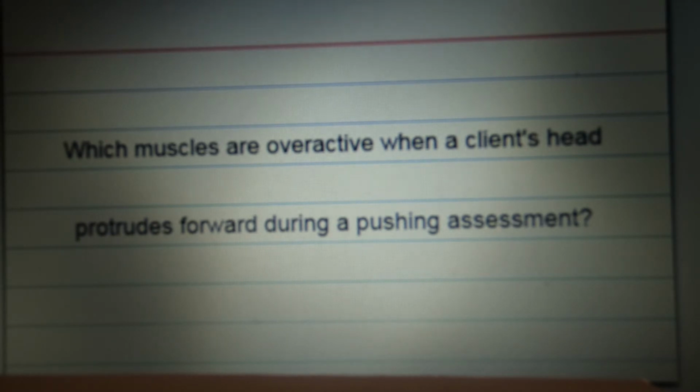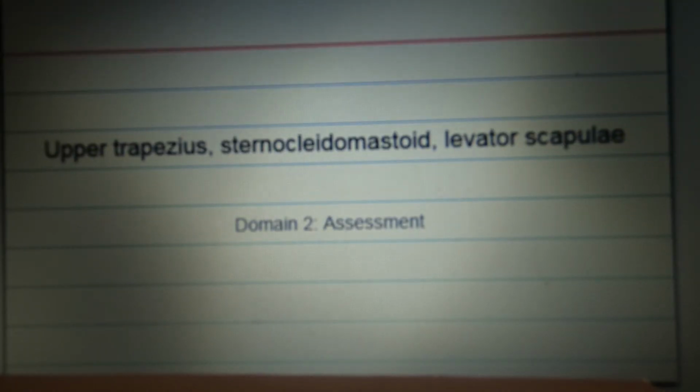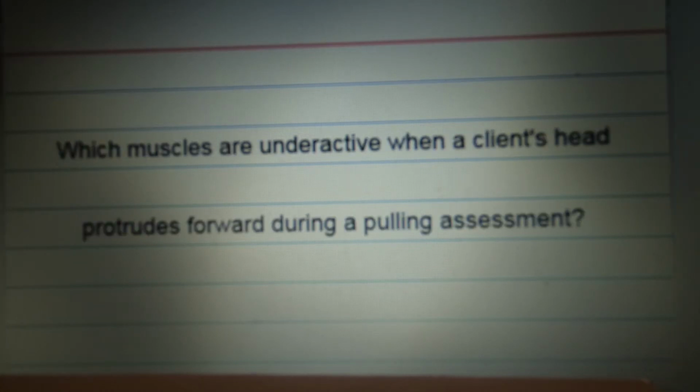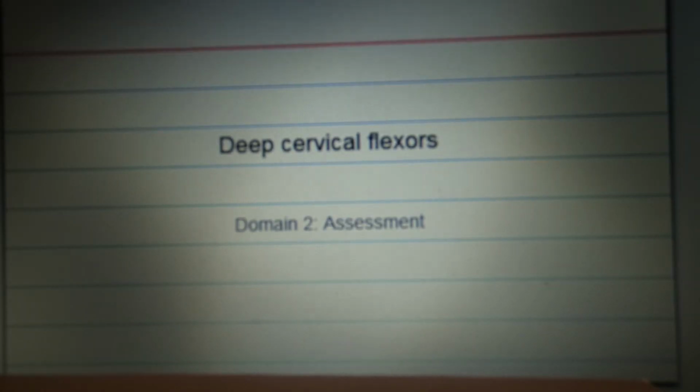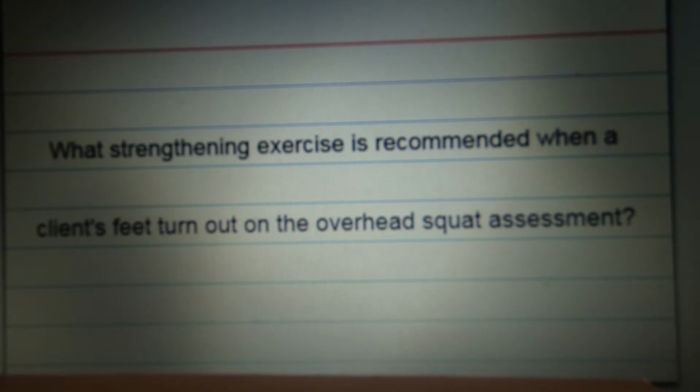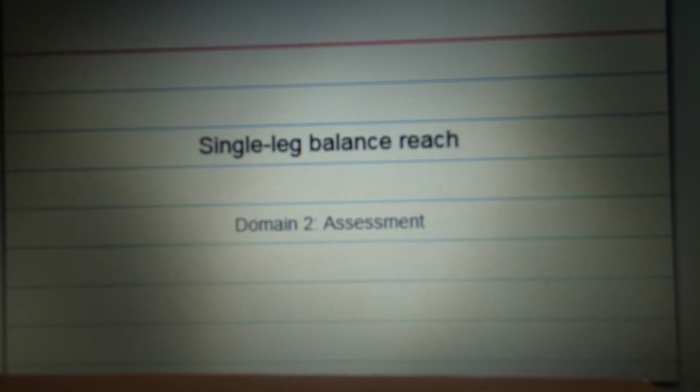Which muscles are overactive when a client's head protrudes forward during a pushing assessment? Upper trapezius, sternocleidomastoid, levator scapulae. Which muscles are underactive when a client's head protrudes forward during a pulling assessment? Deep cervical flexors.